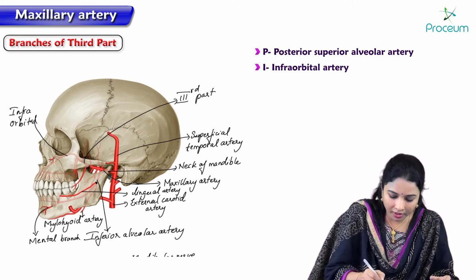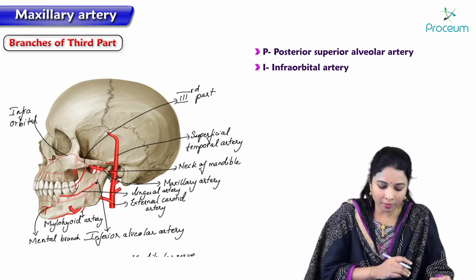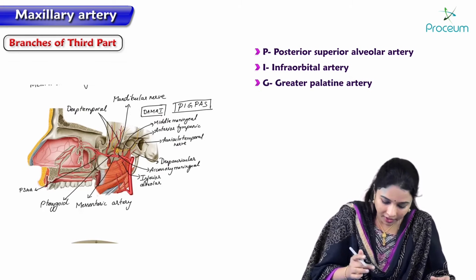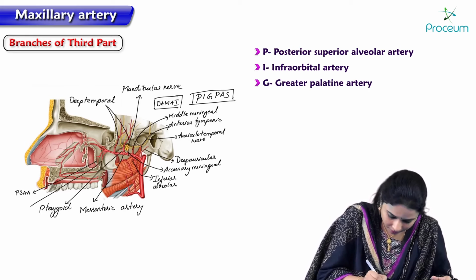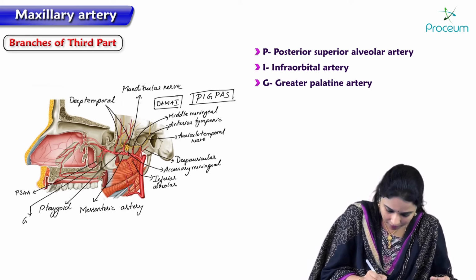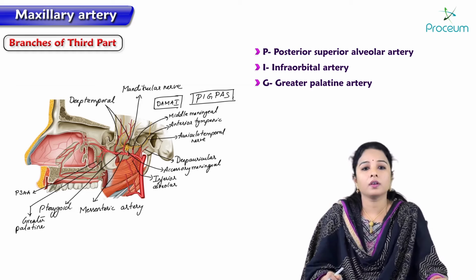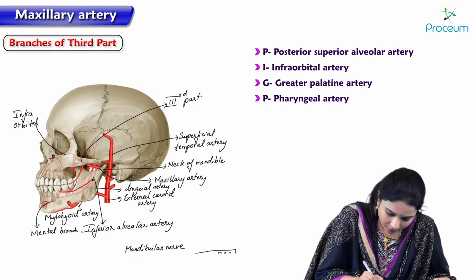So, the infraorbital artery, we can see it exits through the infraorbital foramen over the face. And next is the greater palatine artery. We can appreciate the greater palatine artery in this image. And the next one is the pharyngeal artery which supplies the pharynx. This one is the posterior superior alveolar artery.